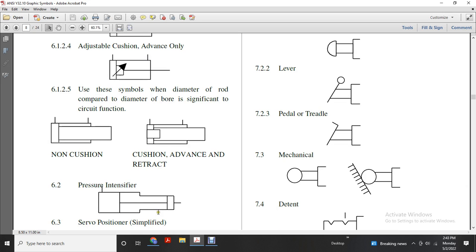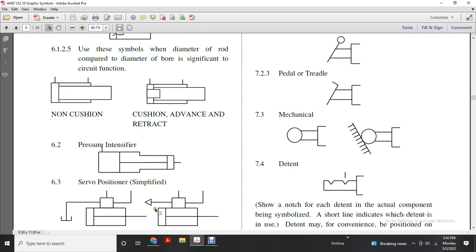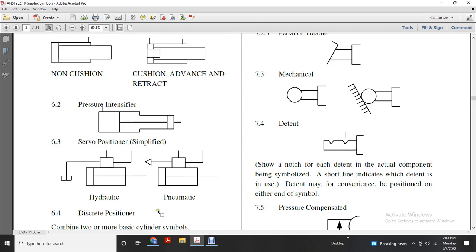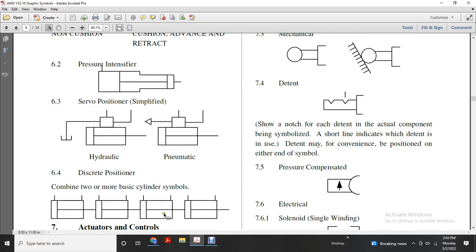Pressure intensifier, servo position, simplified, hydraulic, pneumatic, discrete positioner, combined two or more basic symbols.